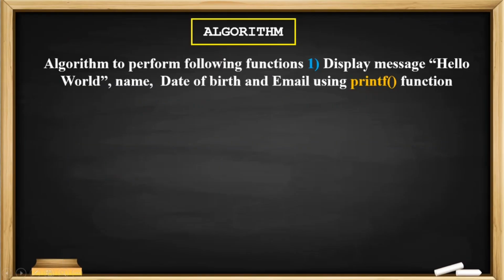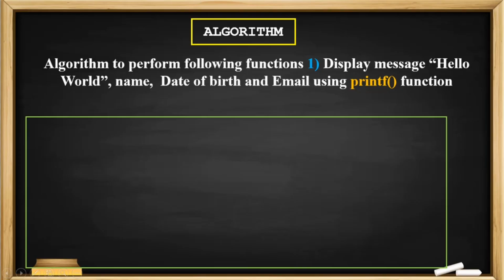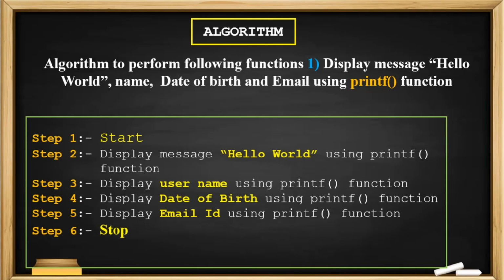Before writing actual program, we write an algorithm for our task, which is printing hello world message, name, date of birth and email address of user or programmer. Algorithm is a stepwise set of instructions to perform a particular task.